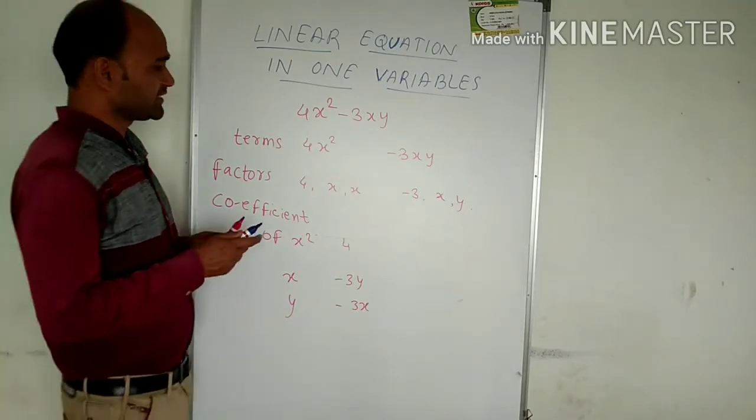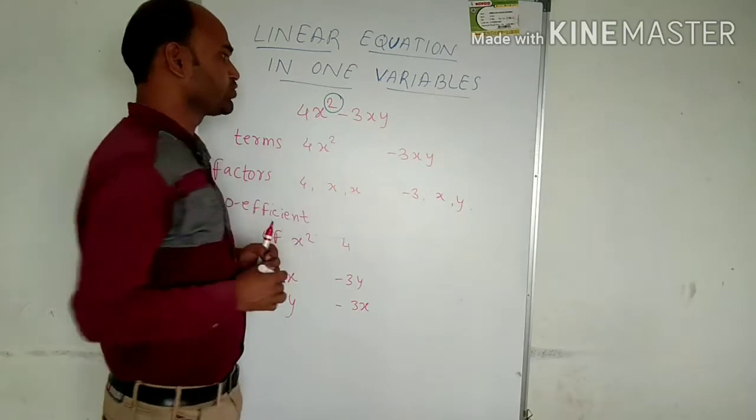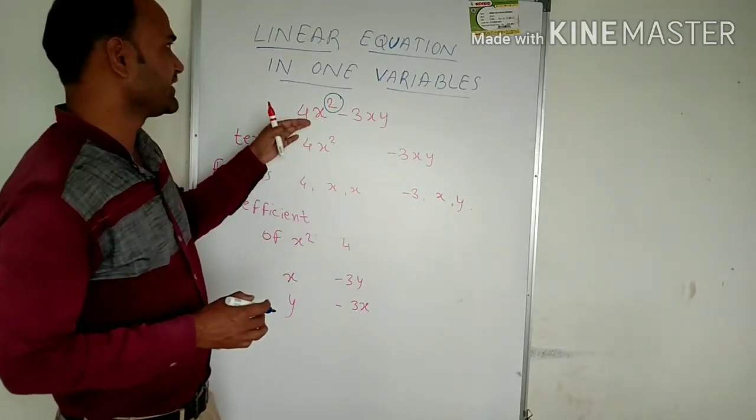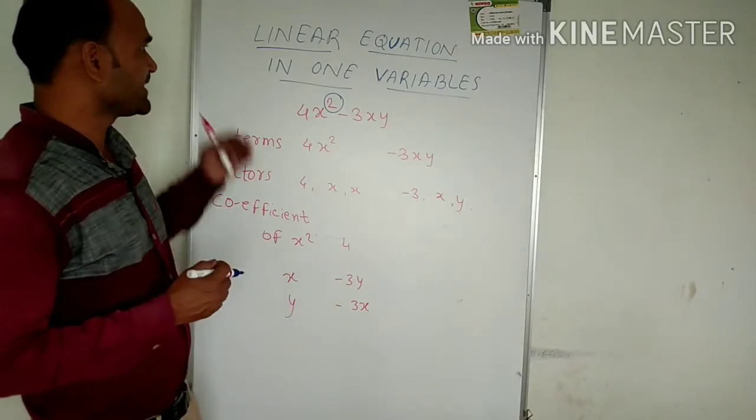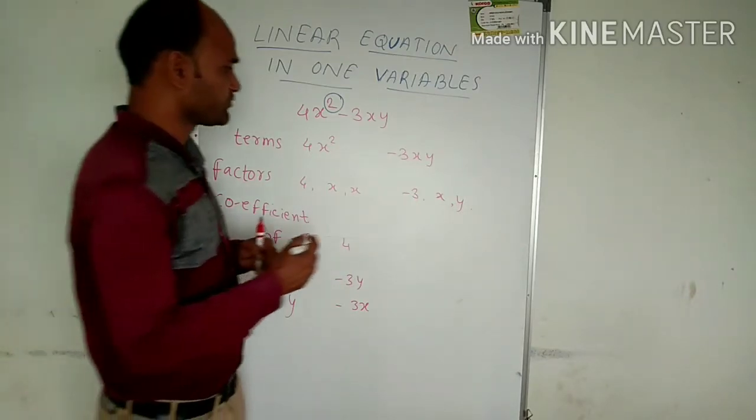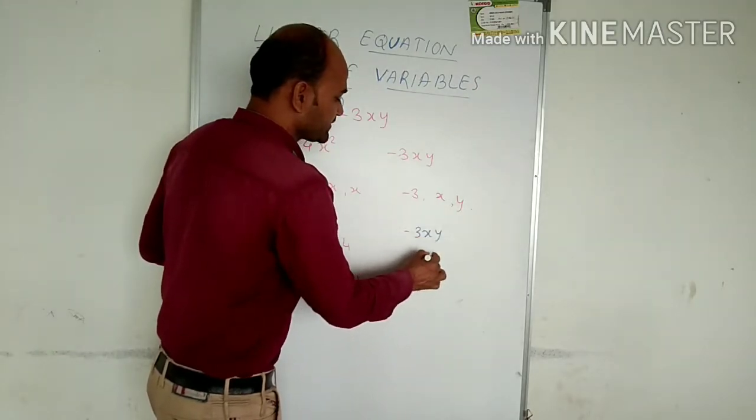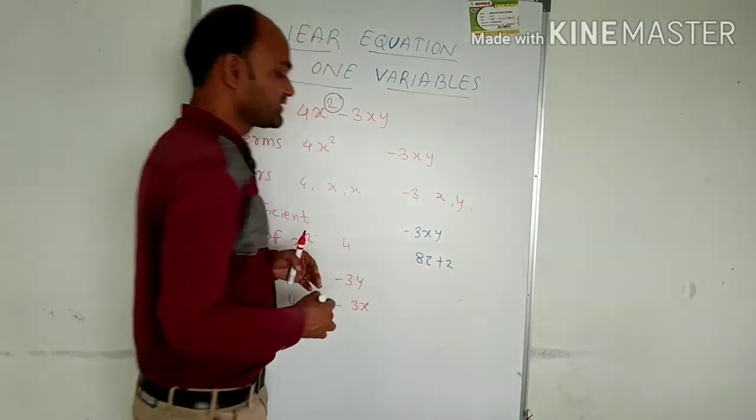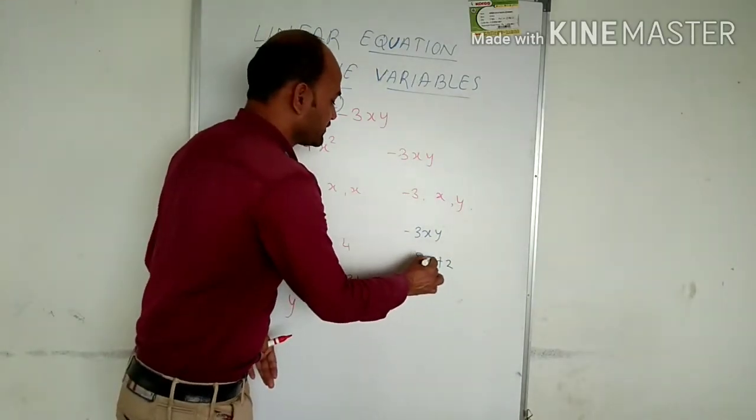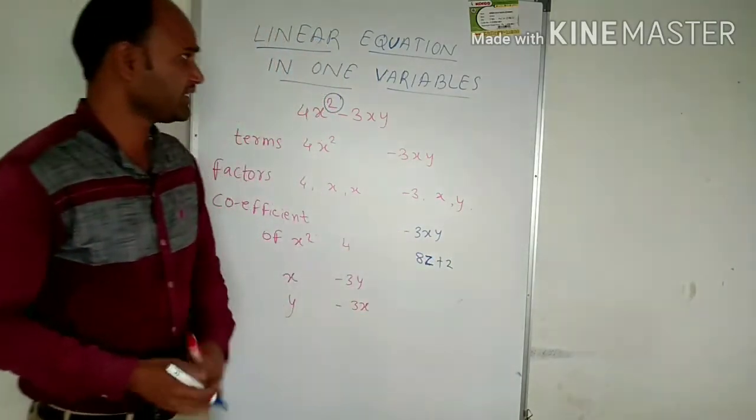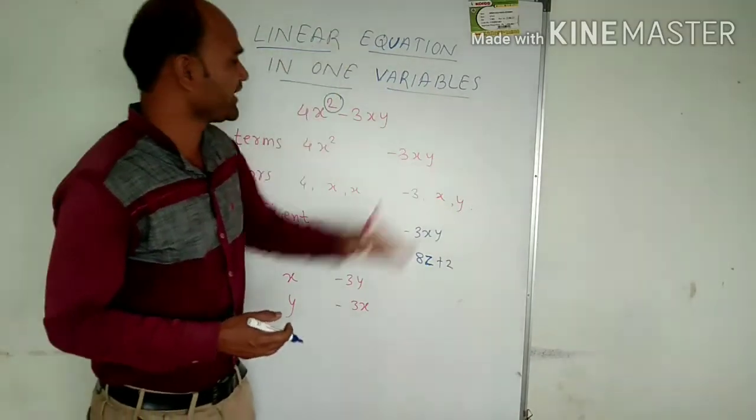Now let me see what is the degree of this equation. The degree of this equation is 2, so this is a quadratic equation. Some basic examples of linear equations are minus 3xy, 8z plus 2. All these are linear equations. It says linear equation in one variable.